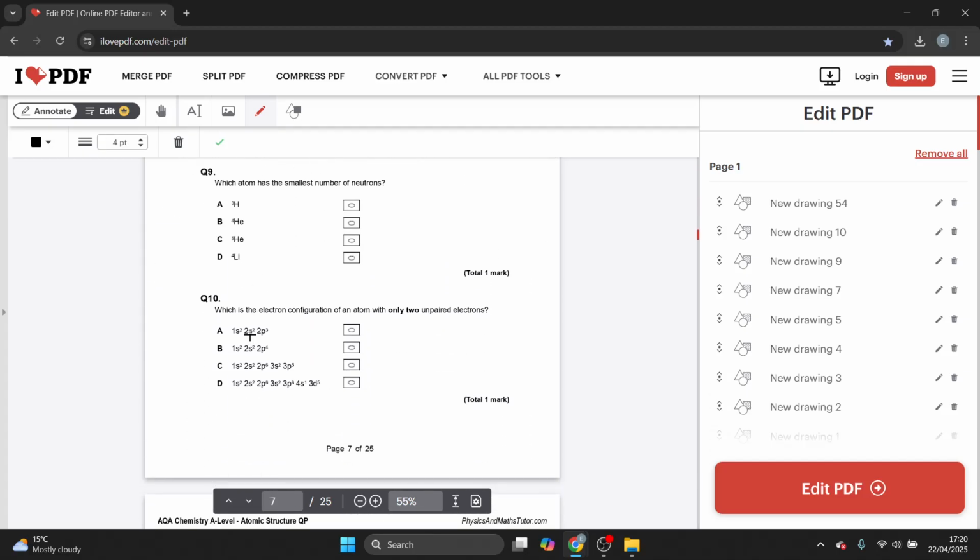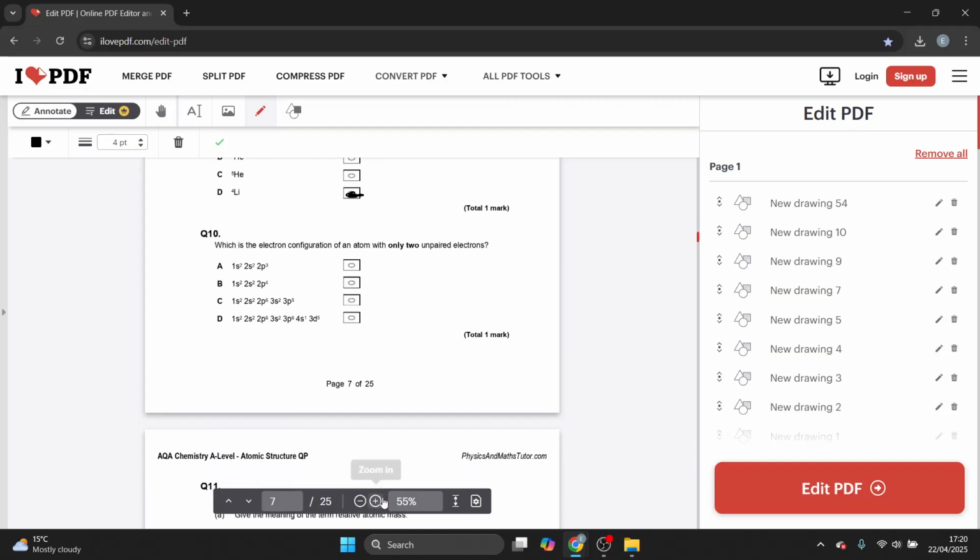Which atom has the smallest number of neutrons? You know how to do this one. This is a multiple choice question. It's the lithium. What I would do is just look at the periodic table, write down what's at the bottom of each one, and then you can find it out eventually.